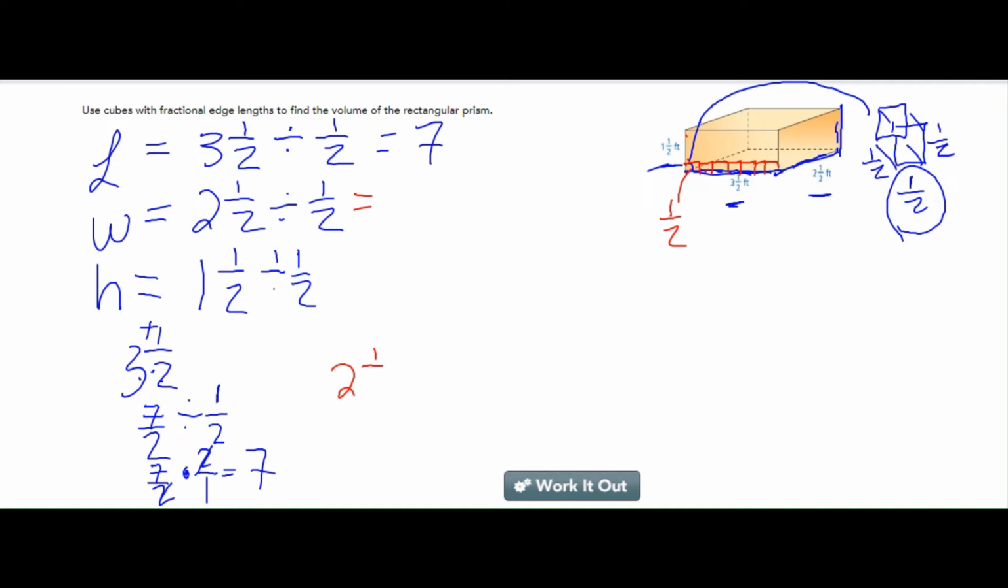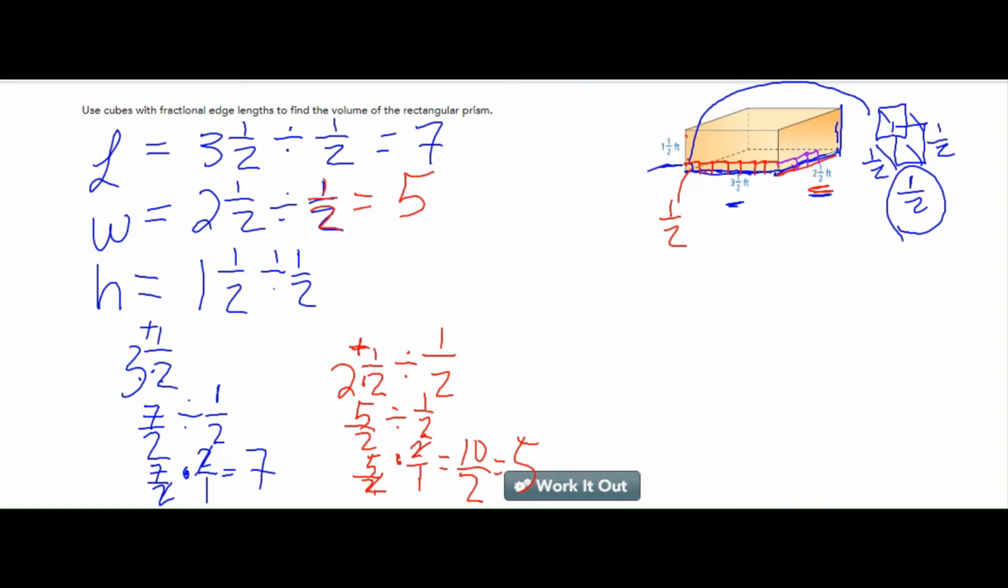Now I have 2 1/2, and I need to see how many 1/2 edge length cubes I can pack along the width, which is right here. So I'm going to divide by 1/2 to see how many halves are in 2 and 1/2. So I'm going to change this into an improper fraction. So this is 5 over 2. 2 times 2 is 4, plus 1 is 5. Denominator stays the same. And I'm going to divide that by 1 over 2. Dividing by 1/2 is the same as multiplying by the reciprocal. 5 times 2 is 10, 2 times 1 is 2, and 10 divided by 2 is 5. Now, I like to just cross simplify, and I would have just got 5 over 1, which is 5. So we can pack 1, 2, 3, 4, 5 half edge length cubes along the width.